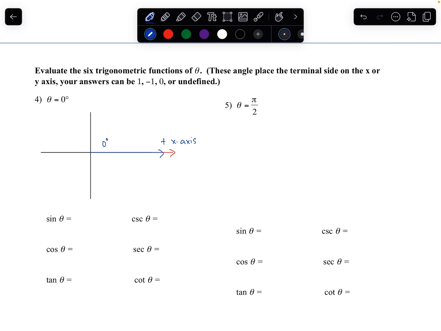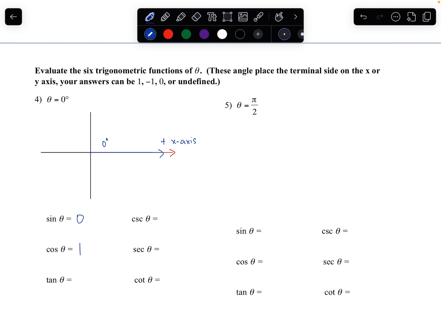Now, remember that we relate sine to the opposite side, so the y. And we relate cosine to the x value. And so since we're on the positive x-axis, I know that sine is going to be 0. And because we're on the positive x-axis, I know that cosine is going to be 1.